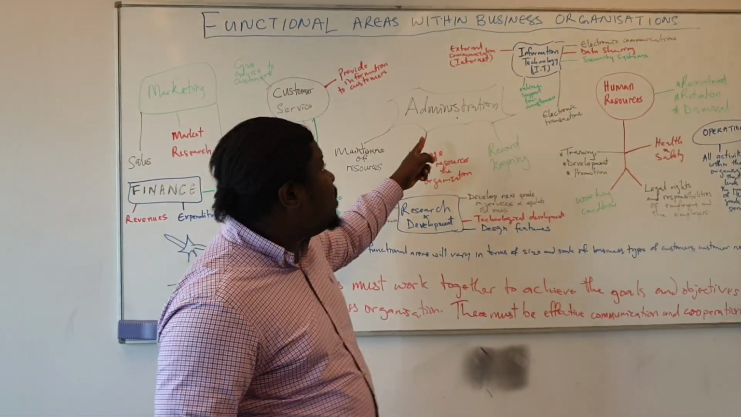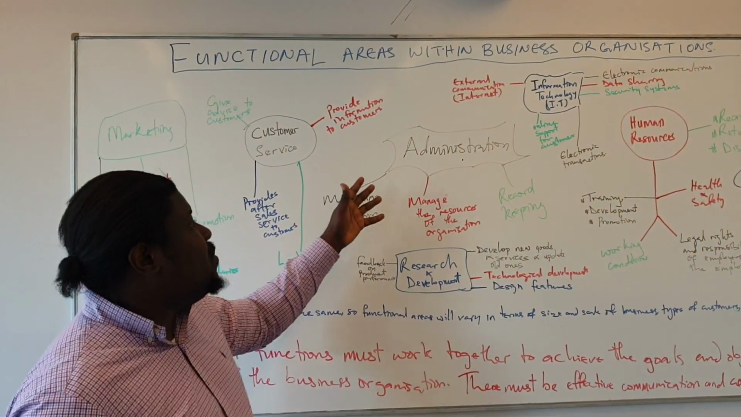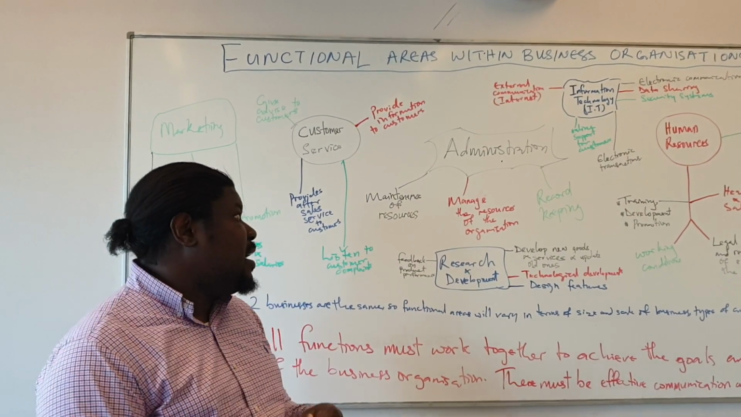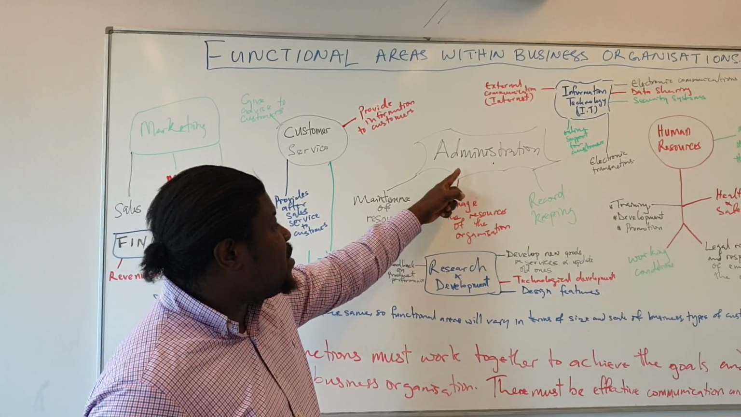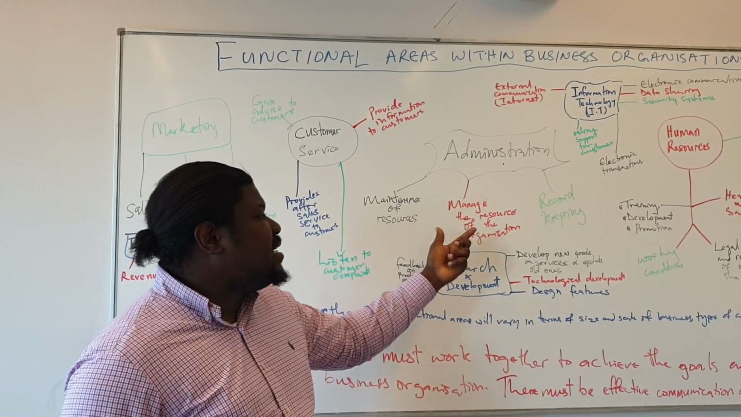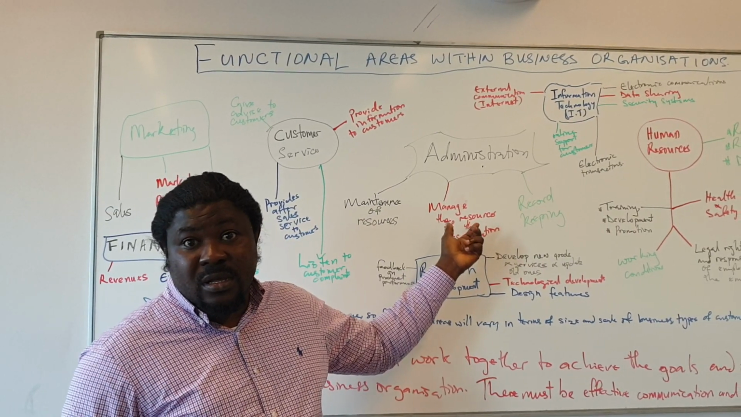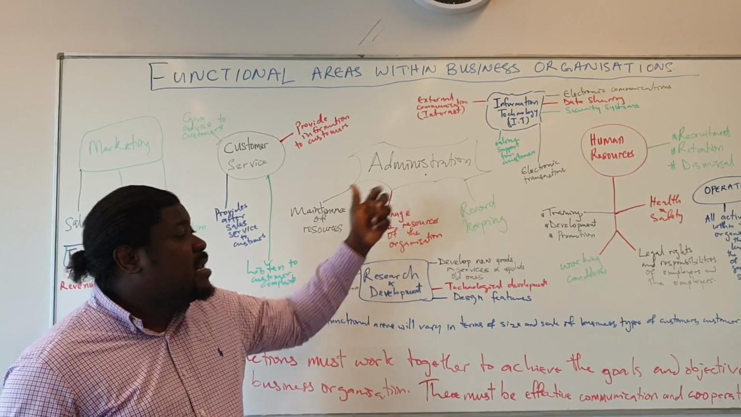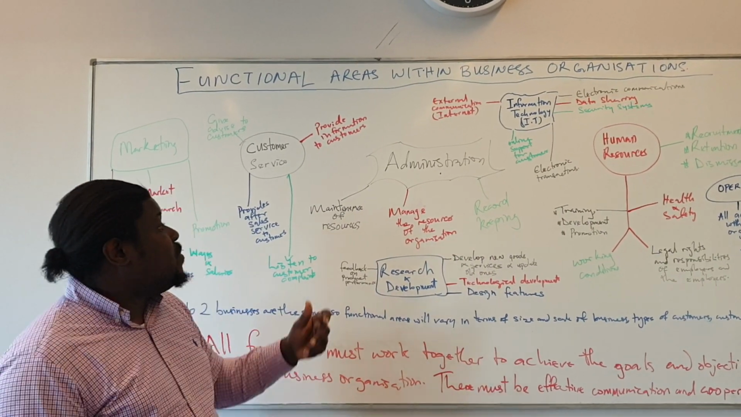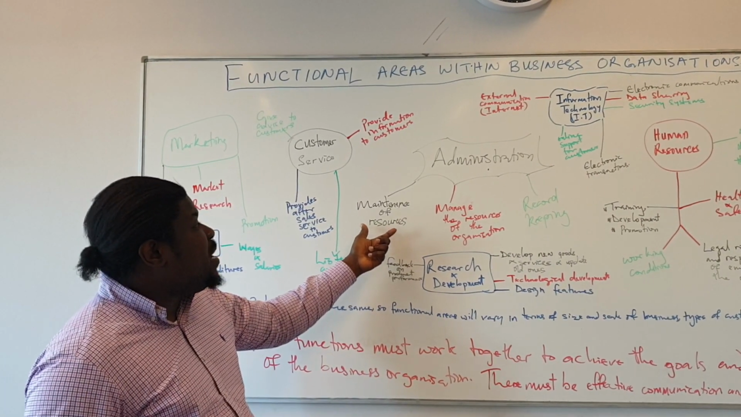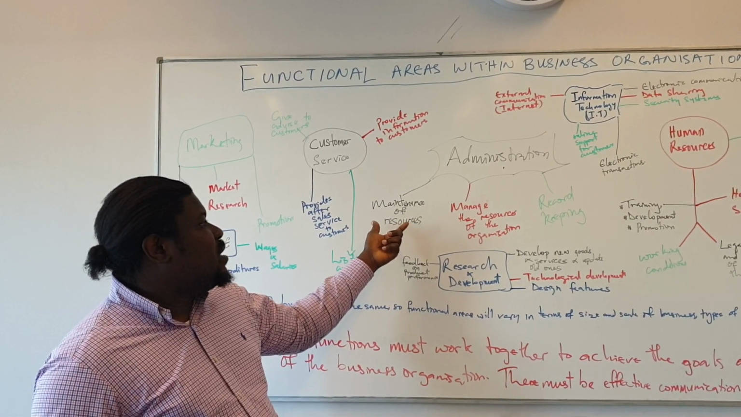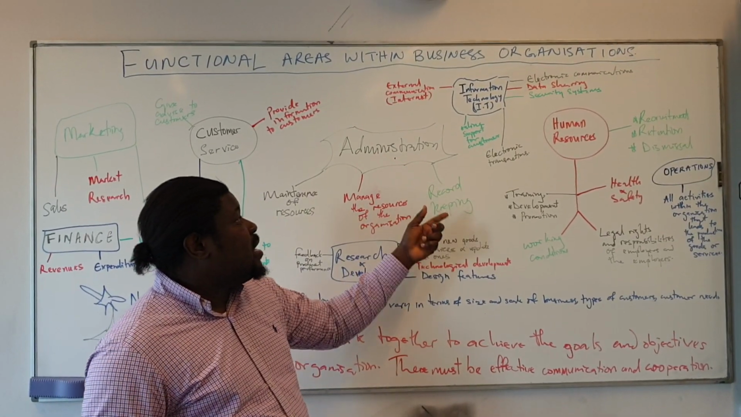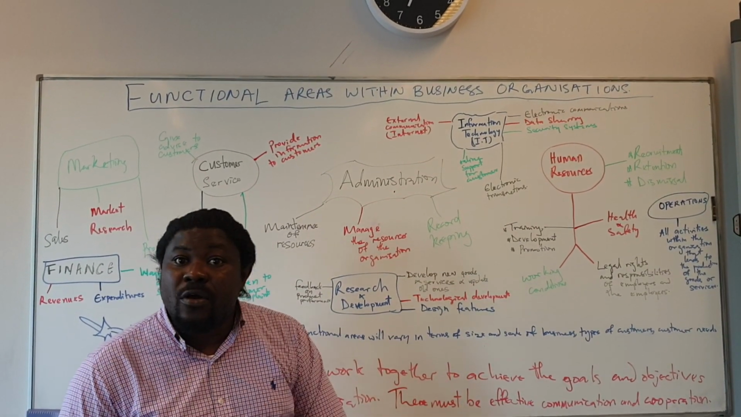Look at that, administration. I intentionally put this in the middle because I say that administration is the heartbeat of any organization. The administrative department is responsible for managing the resources of the organization. The resources of the organization are being managed and maintained by the administrative department. The administrative department is also responsible for record keeping.